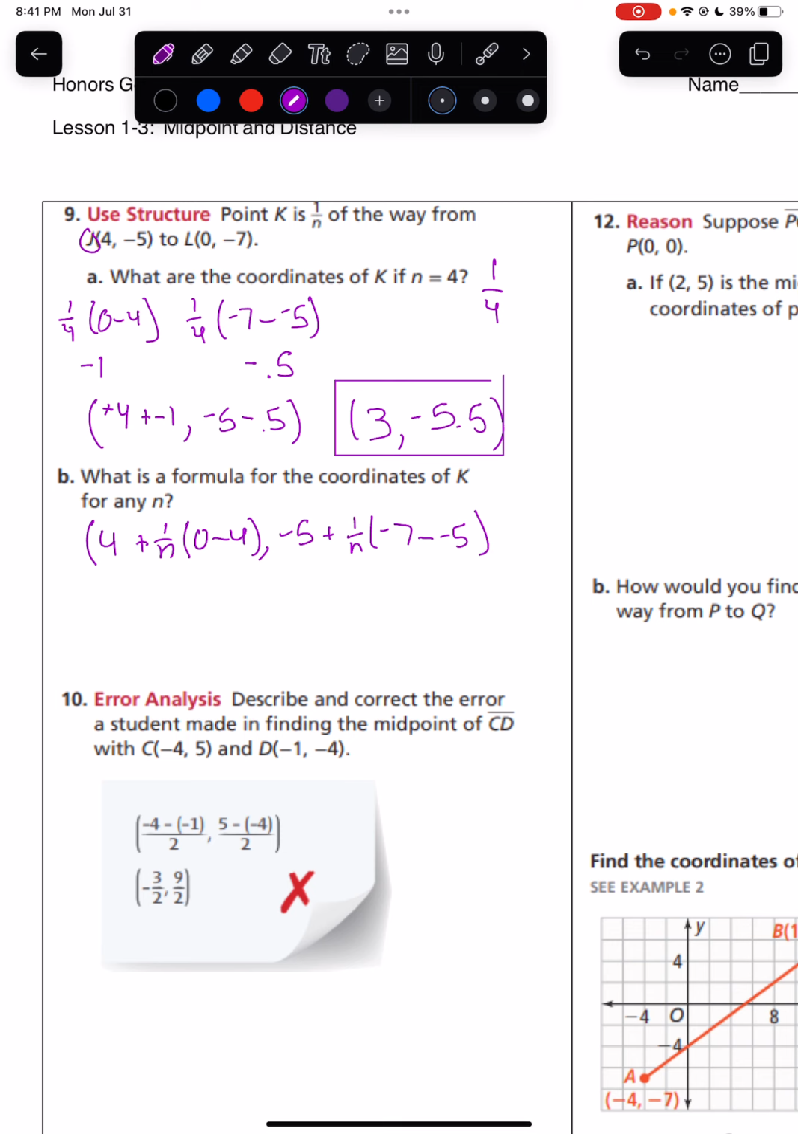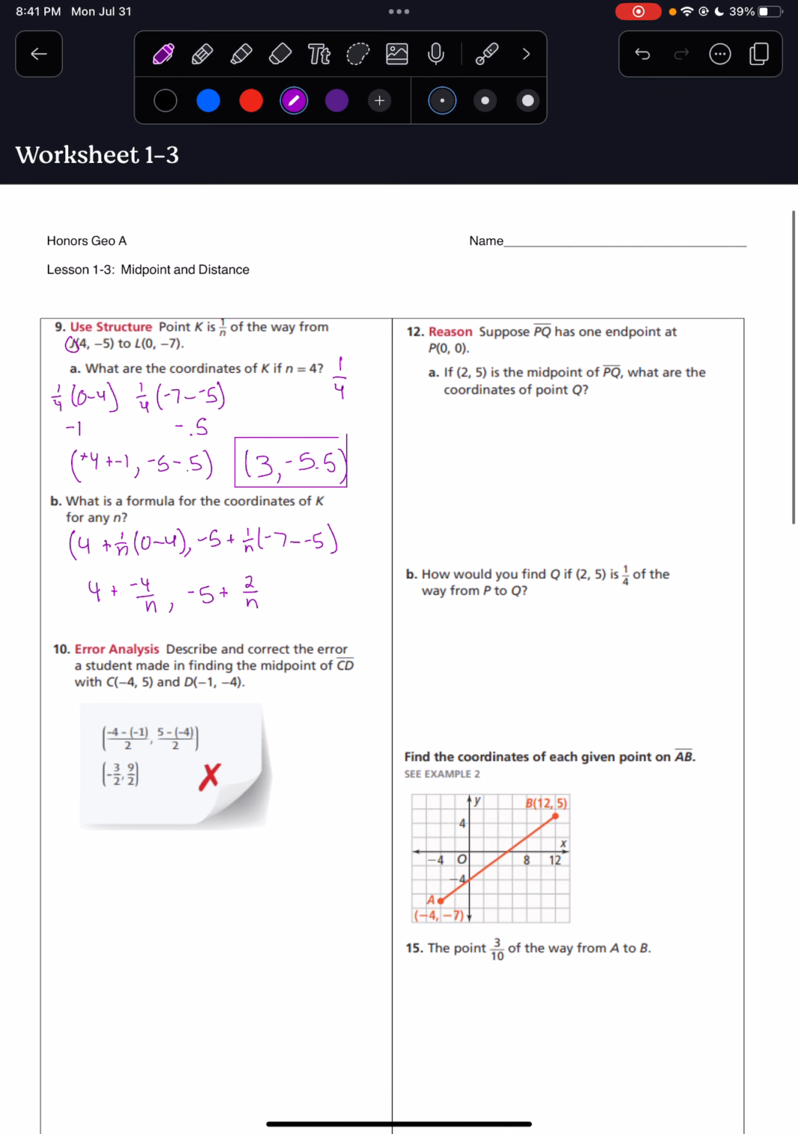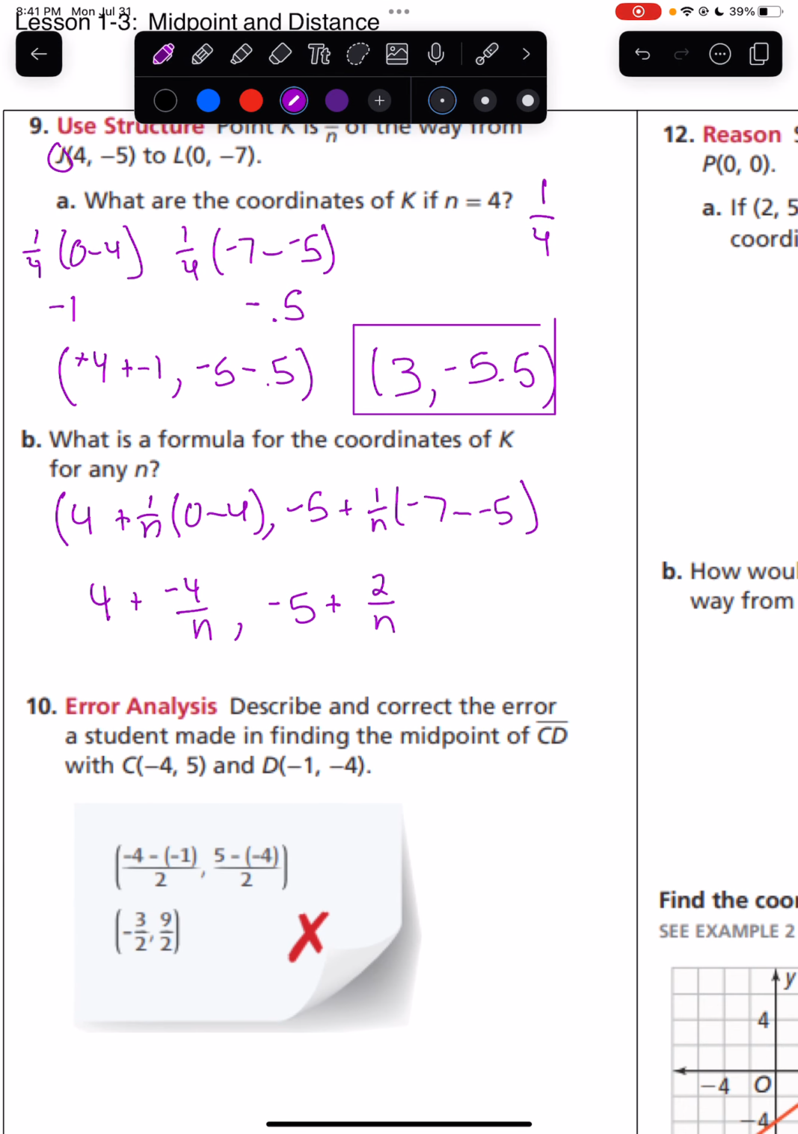Right? And if we wanted to simplify that all the way out, it might look like 4 plus -4 over n, comma, -5 plus 2 over n. And you could take a look and figure out how that would get there if you wanted to.